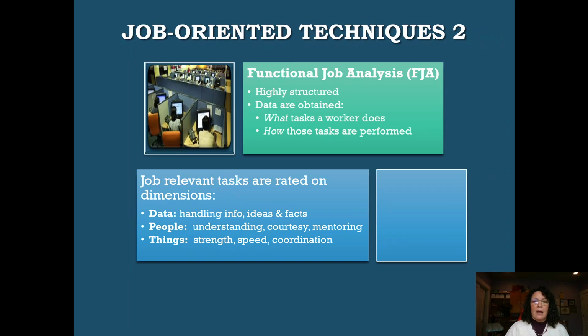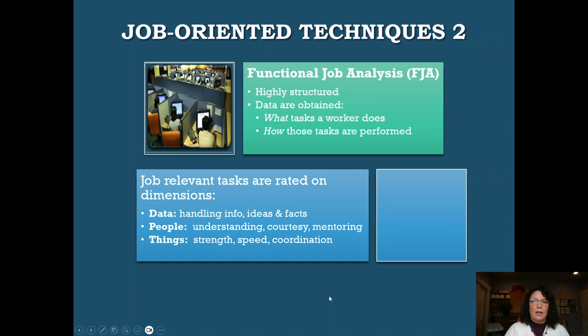The job relevant tasks are going to be rated on dimensions of data, people, and things. Okay, so how the data will be obtained depends on who's doing the functional job analysis. Maybe you obtain the data by actually watching. You might do an actual observation and watch the employees at work and see what they're doing and how they're doing it. On the other hand, you might elicit tasks from the employees themselves and ask them, what do you do and how do you do it? You might ask them rather than watching. That part doesn't really matter because you can do it either way.